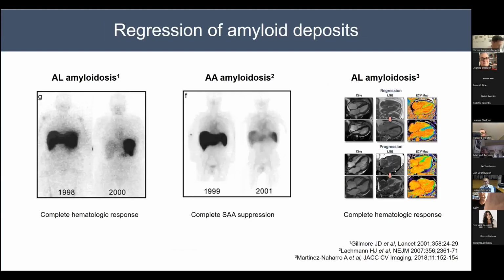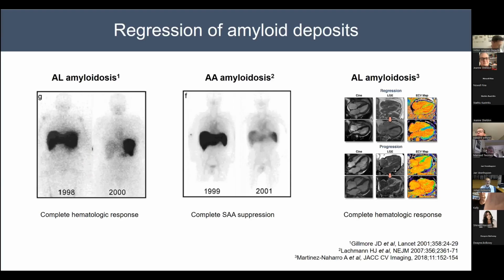So here are some images showing amyloid regression in AL and AA amyloidosis. The two panels on the left here show serial anterior whole body SAP scans. So SAP scintigraphy is a quantitative nuclear medicine technique that was developed in our center by Professor Philip Hawkins and is used to diagnose and monitor amyloidosis. In the absence of disease-modifying treatment, we only ever see amyloid deposits accumulate by this technique.